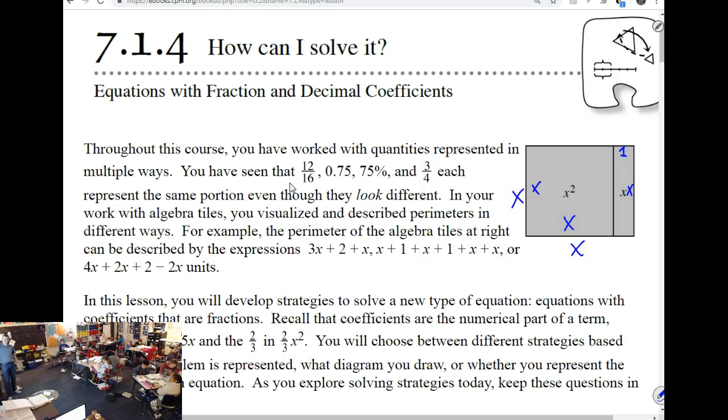We have x here, x there, and x over here. So we have 4x plus 2, right? But if I go to write it out, different people might write it differently. What if I wrote 3x plus 2 plus x? Is that okay? Yeah. It's not wrong. It looks different, but it's not wrong. What about x plus 1 plus x plus 1 plus x plus x? Why am I just making it difficult? It's just not simplified. Okay, it's not simplified.